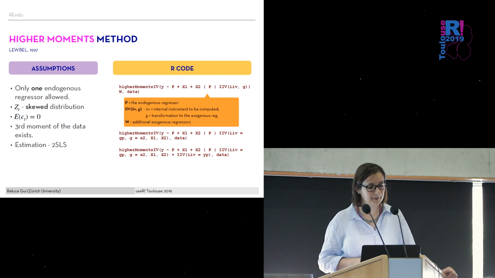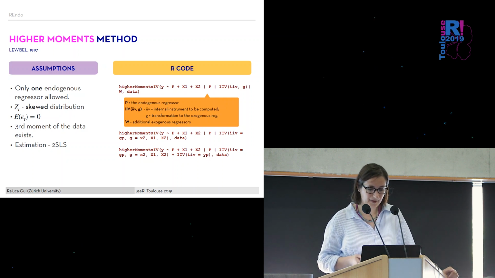Now, a third method, proposed by Lewbel in 1997, is the higher moments method, which in REndo allows only for one endogenous regressor. And again, exactly what Lewbel was saying, the more skewed your endogenous regressor, the better. It relies on third moments of the data. That's why the efficiency of this estimator is problematic, but nonetheless it helps you maybe when you really don't have any other alternative, right?